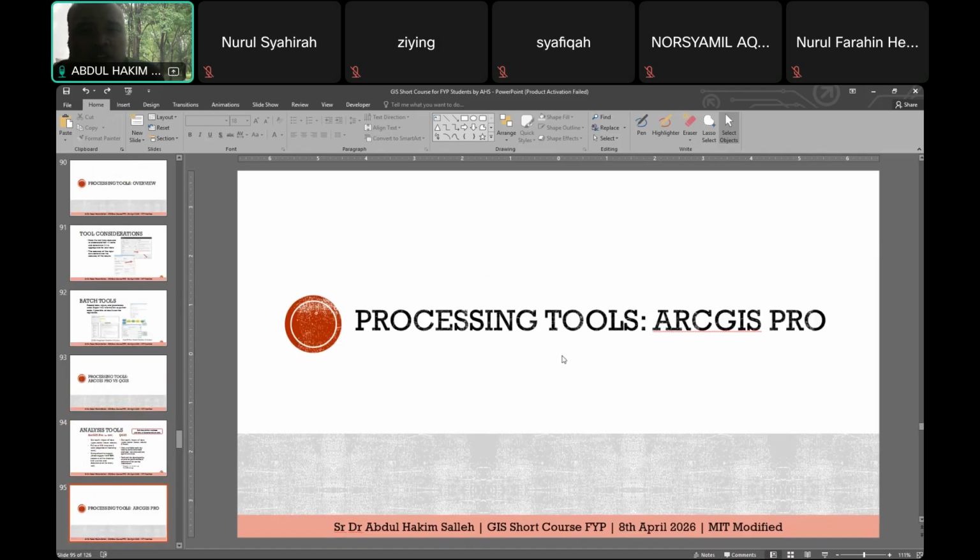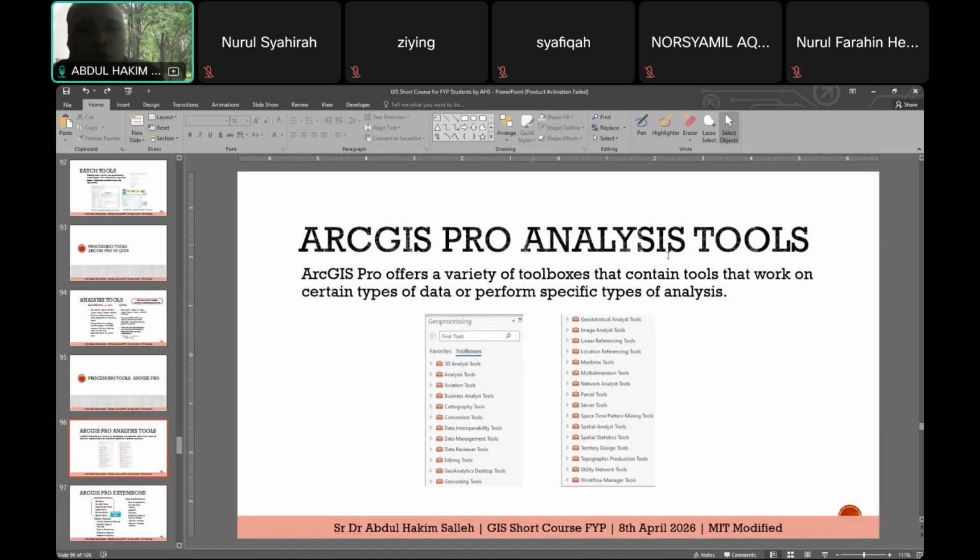If you compare the ArcGIS tools, it has a lot. The 3D Analyst tools, they are like 10 or 15 tools. Analysis tools, there are 20 tools. Yeah, a lot more from here.